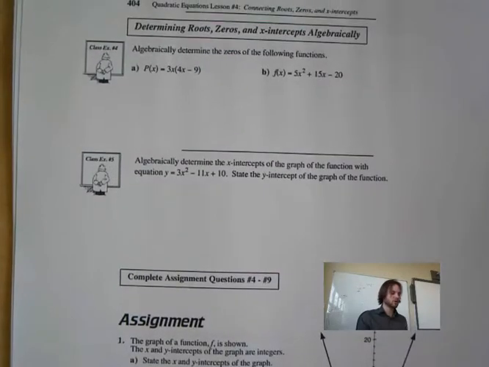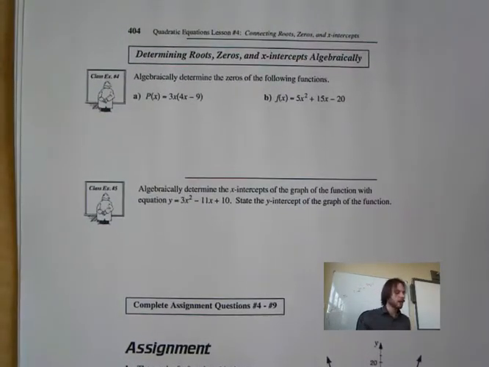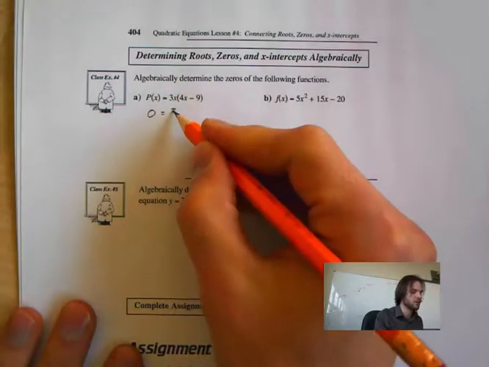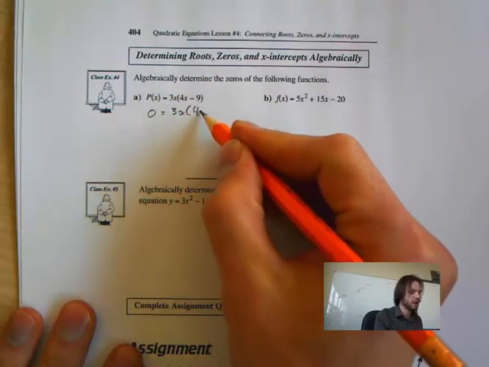All right. Next question. It says, algebraically determine the zeros of the following functions. So we want to algebraically determine the zeros. So how am I going to do that? I'm going to make this equal to 0. 0 is equal to 3x bracket 4x subtract 9.